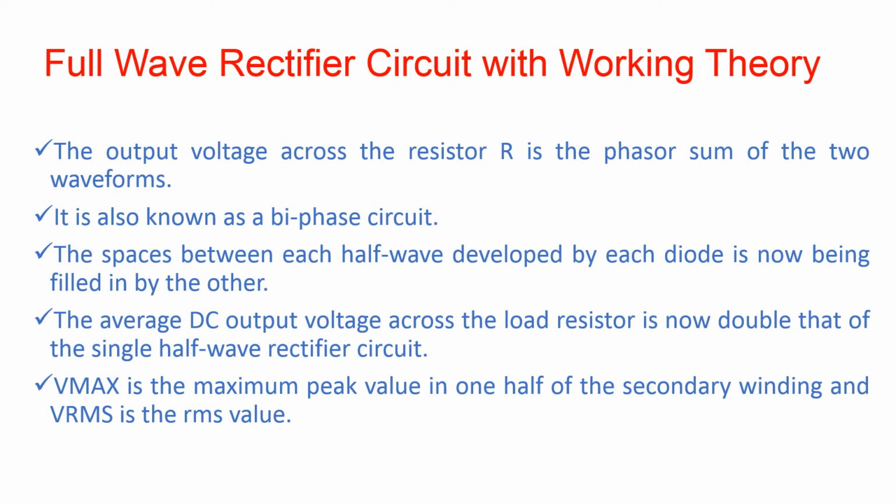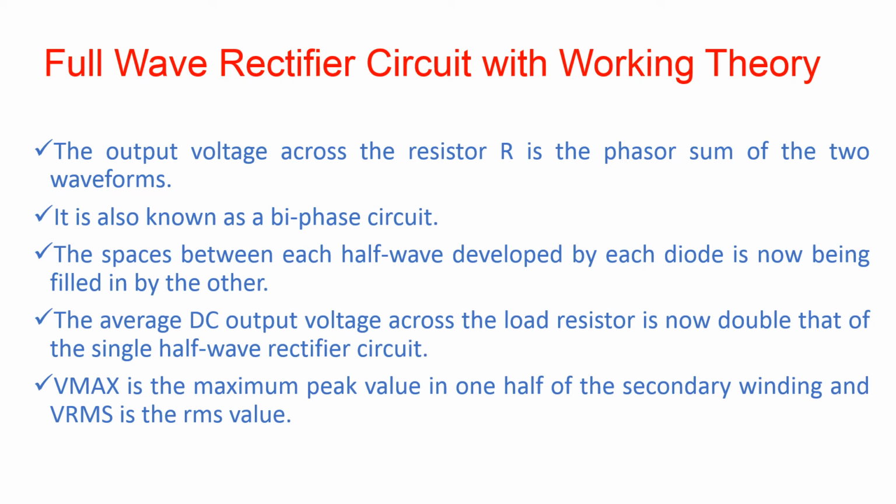So in case of half wave rectifier, we have seen that we were having only one diode, so it was conducting only during one half cycle of AC. But here, for full wave rectifier, the gap is filled with the help of two diodes. The average DC output voltage across the load resistor is now double that of the single half wave rectifier circuit.